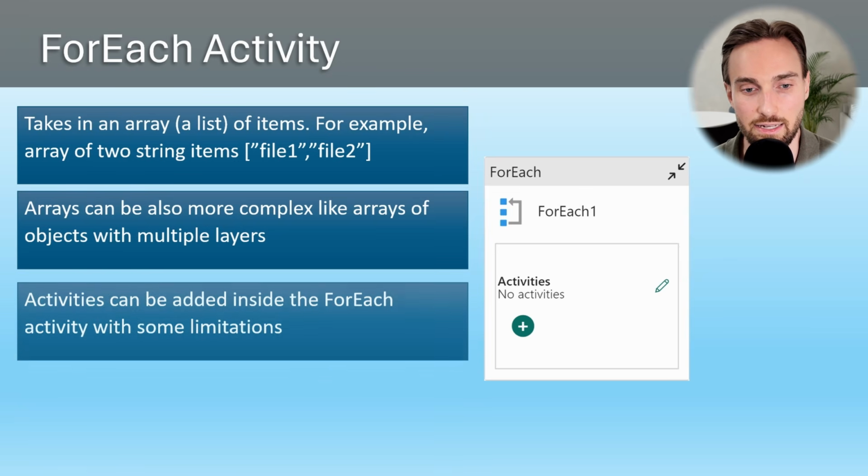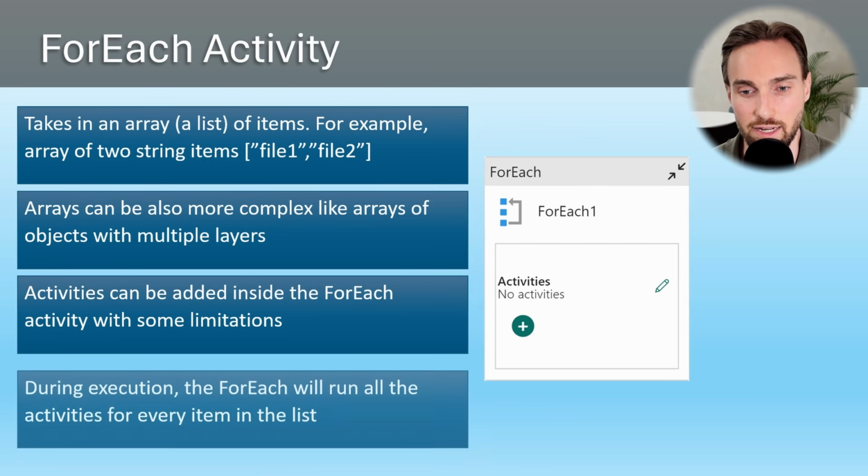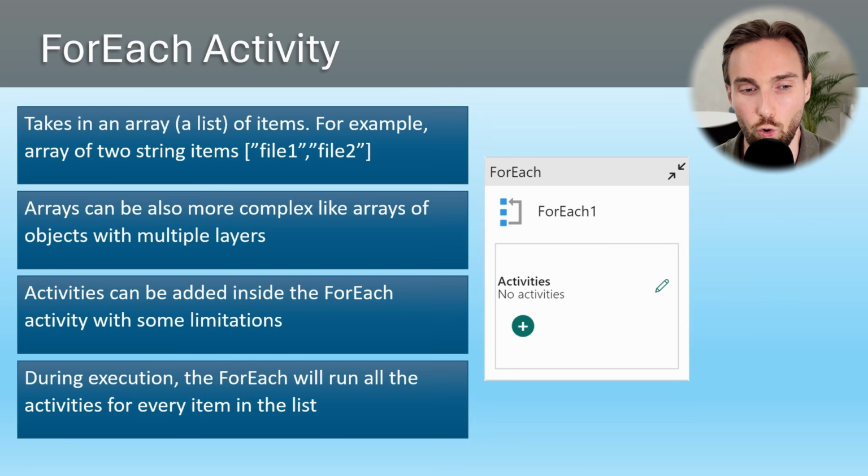For each activity is an activity that wraps other activities, meaning that activities can be added inside the for each activity with some limitations. In this sense, for each resembles quite a lot the if condition activity that we covered in the previous video. When the for each activity executes, it will run all the activities for every item in the list. Now let's go through how this iterative logic works.